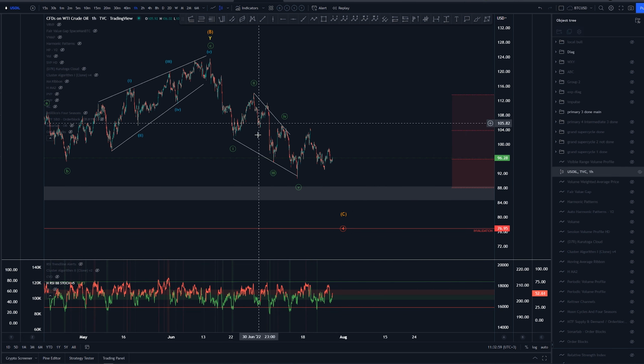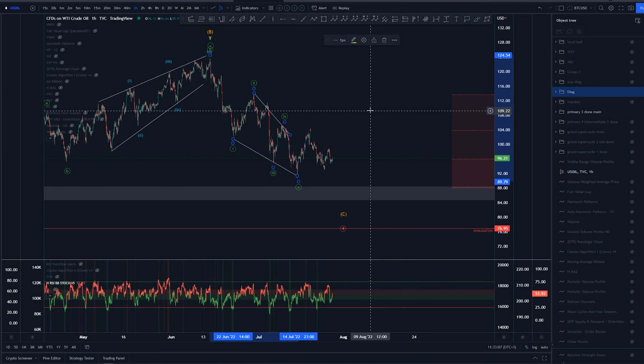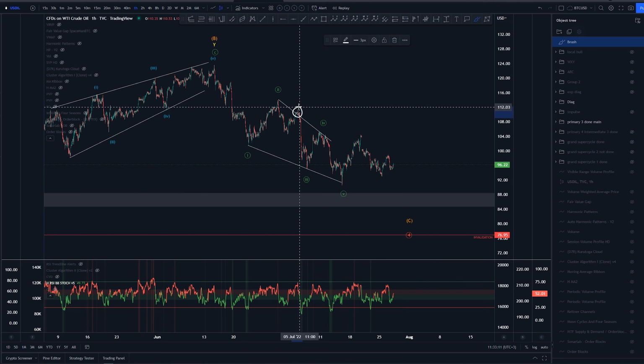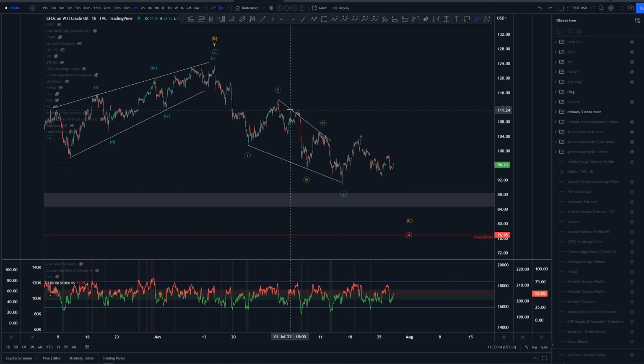Now, as we were talking about that diagonal possibility, let's go through that here. So 1, 2, 3, 4, 5, very simple, very good looking as well. However, one of the things that I don't like about this is this area here is going beyond this trend line, but again, a minor thing, but something to keep in mind.